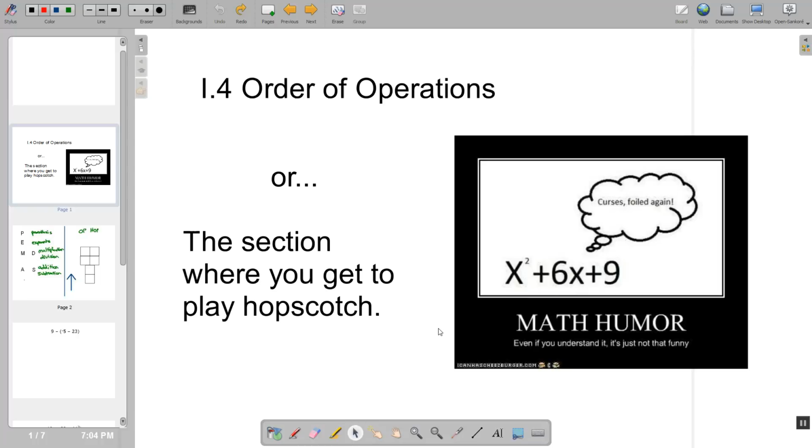Welcome to the retake video for the fourth and final section of this choice board, which is on orders of operations. Once again, the section where you get to play hopscotch.